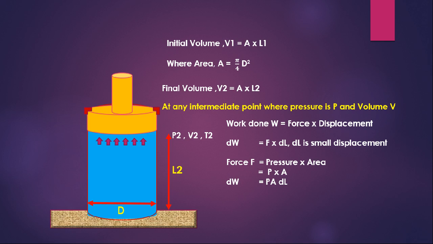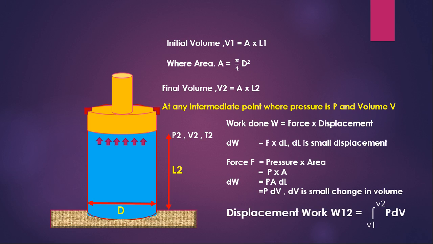But area into displacement is the infinitely small volume. I can write P into dV, that is pressure into infinitely small volume change. That is the displacement work. I can get it by integrating the equation, that is W12, the work done from 1 to 2, is the integral from V1 to V2 of PdV.